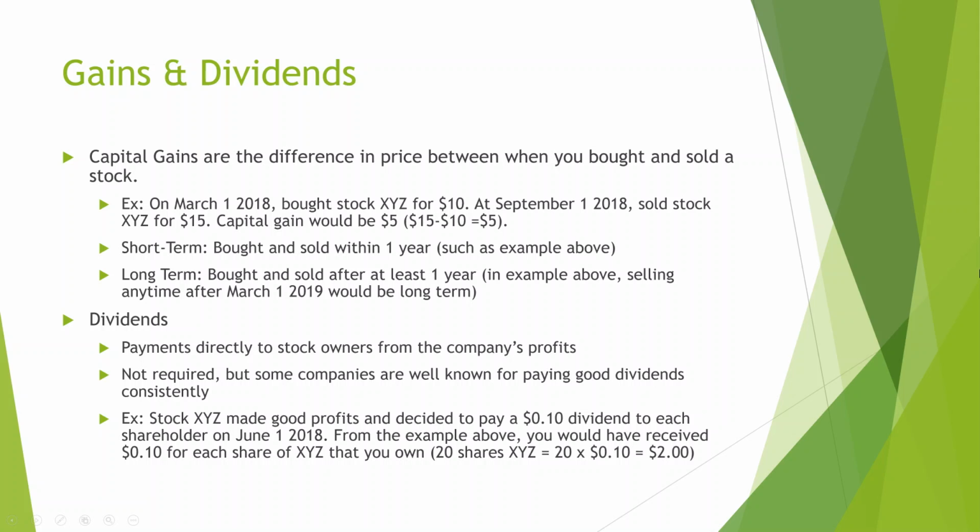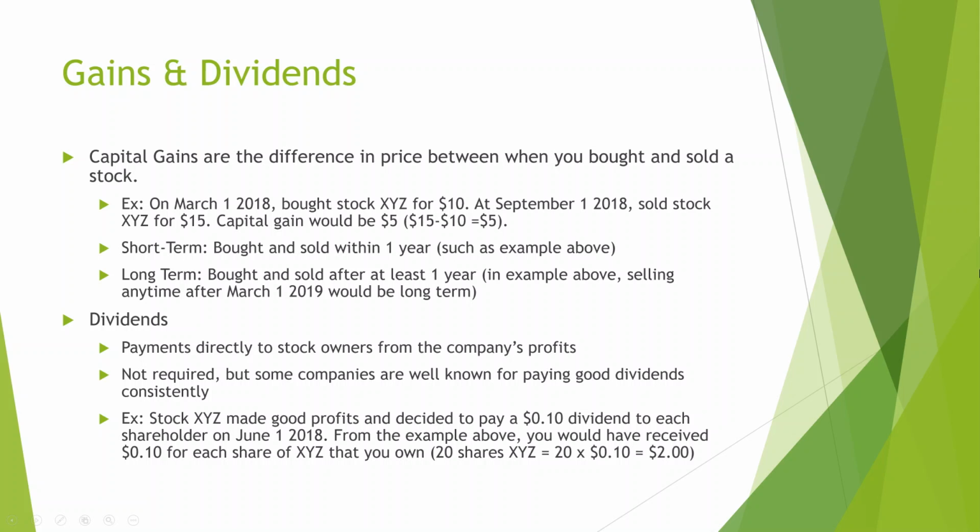Anytime that you've bought it and sold it after holding it for more than a year. So for the example above, if you had held it past March 1st, 2019, and then sold it, it would be qualified as a long-term capital gain. And there are some tax benefits to having stocks held for a longer time. So that's why they're differentiated between those two types of capital gains, because you will save money on taxes if you hold it longer.